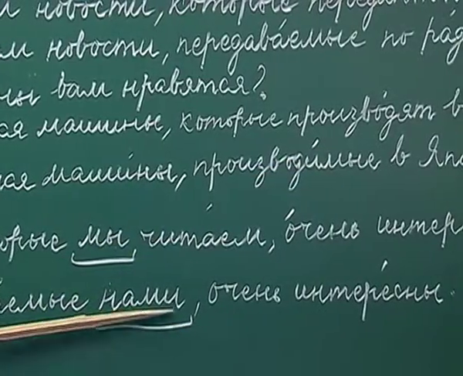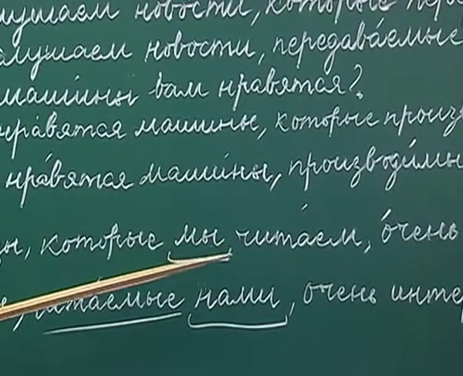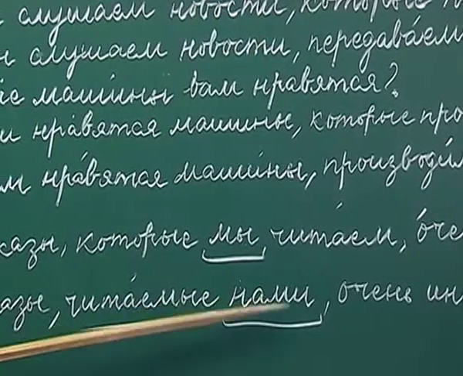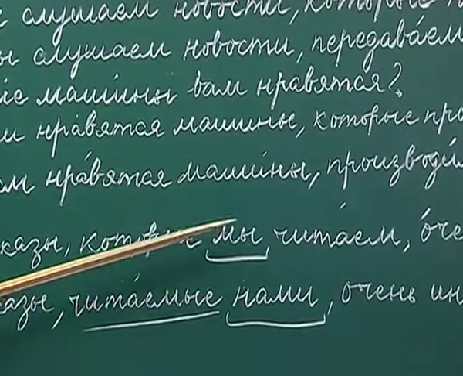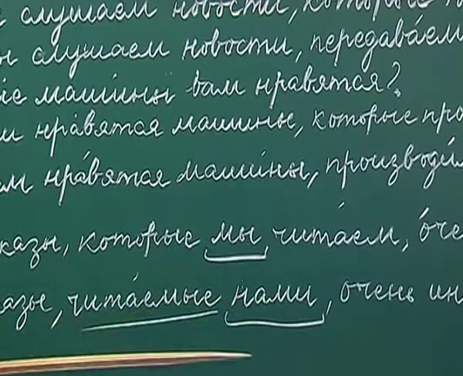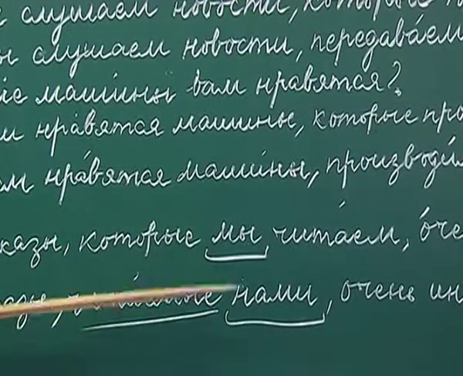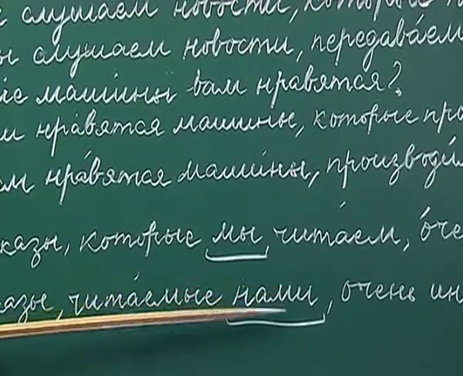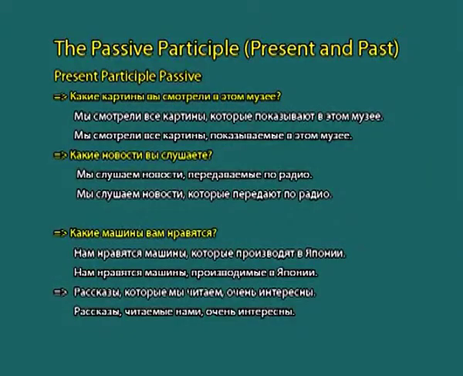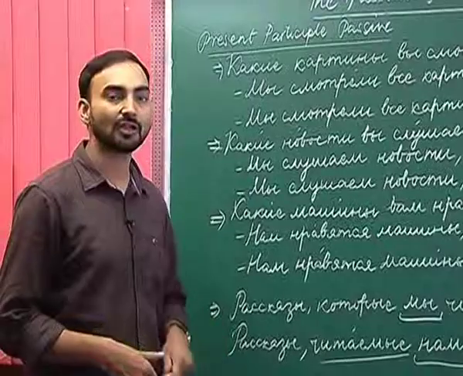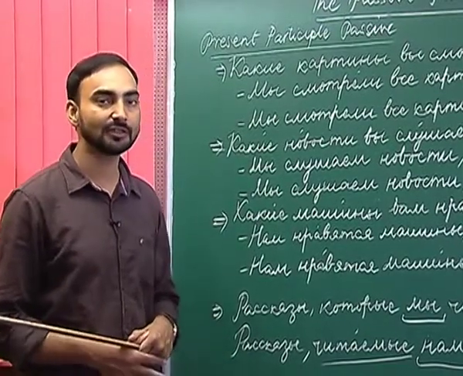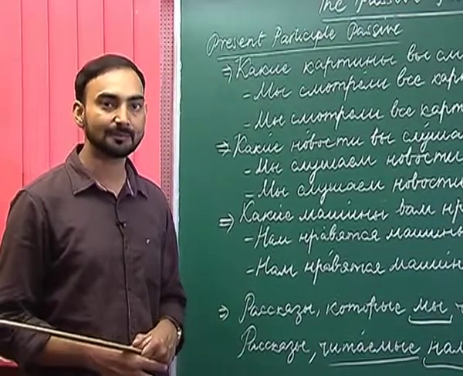So, here as you can see, we have changed mui into nami, which is the instrumental case. Why? Because mui is the performer of the action, and whenever we use a present passive participle, we use the performer of the action in the instrumental case. So, this is about the present participle passive. Now, we will discuss about the past participle passive.